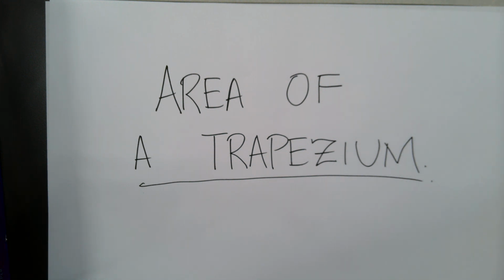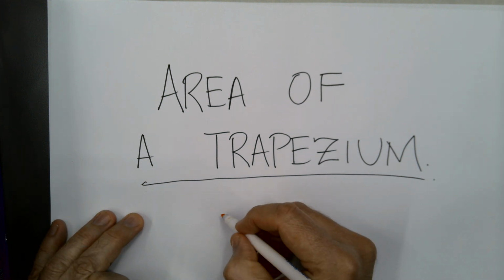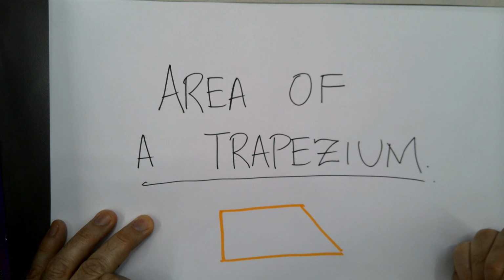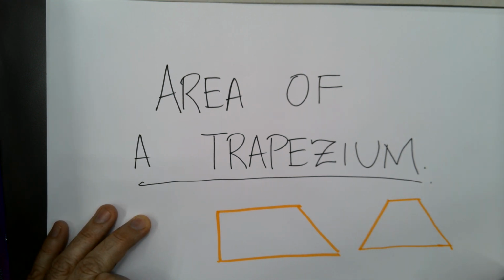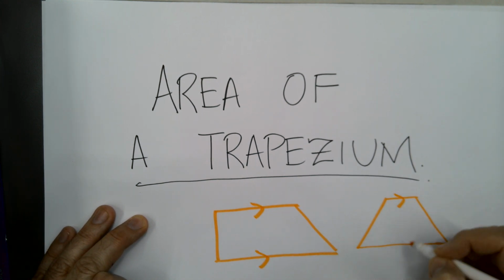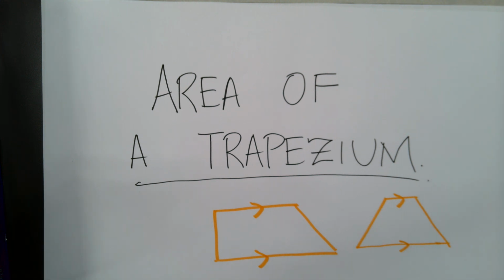All right, so area of a trapezium. Let's smash this out. Okay, so a trapezium is basically a shape that's, think of a rectangle with a bit cut off it, or even a couple of bits cut off it. But what makes it a trapezium is you've got two parallel sides, only two. And that's a trapezium.